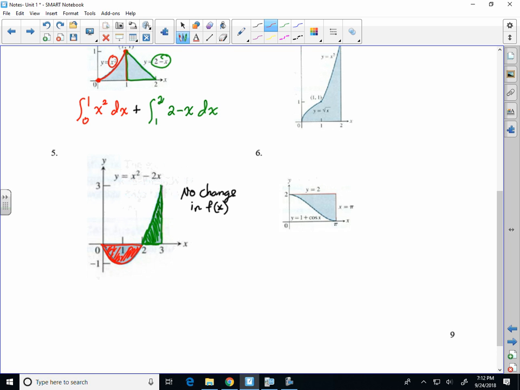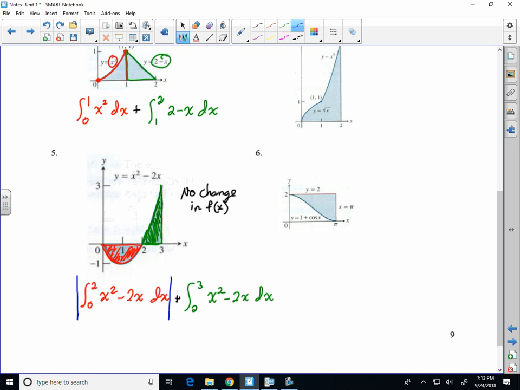So you could do something like this, going from 0 to 2. You got your x squared minus the 2x, dx. Then you can go from 2 to 3. Same function, x squared minus 2x. But we have to make a slight adjustment because we know that the red integral is going to bring back a negative result. And I want total area, so I only want positive, so I'd have to drop any negatives.